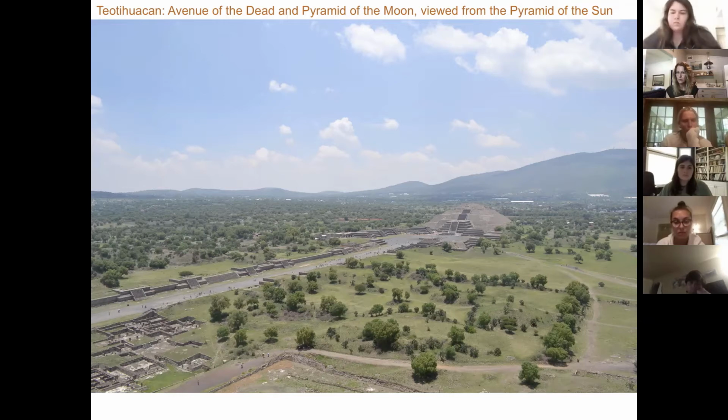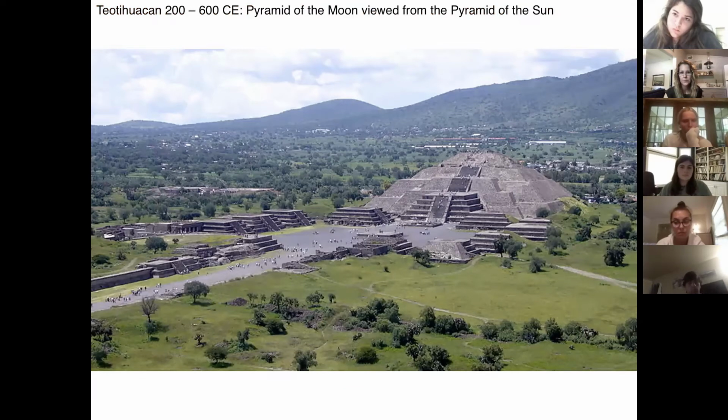They weren't building for the short term. They were building for a monumental complex made for a mass of people. What else do you notice about the Pyramid of the Moon, looking at it from this view? Ellen?